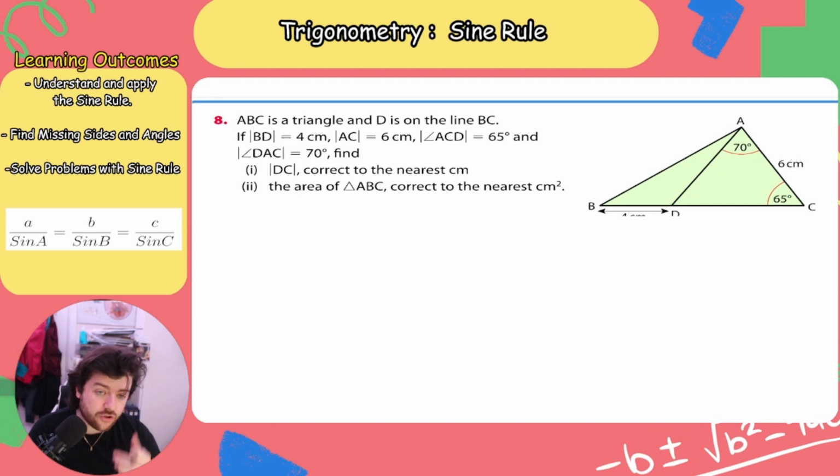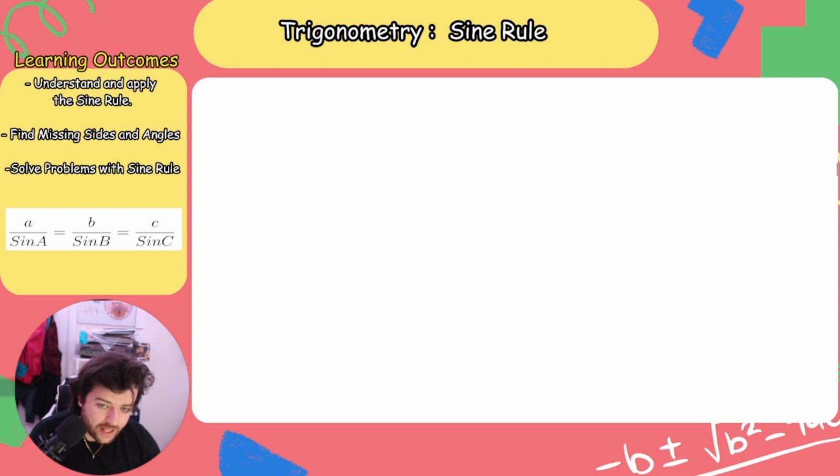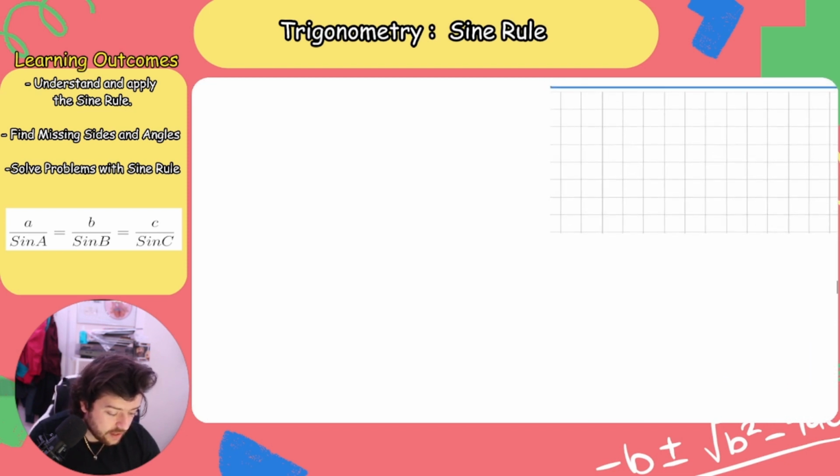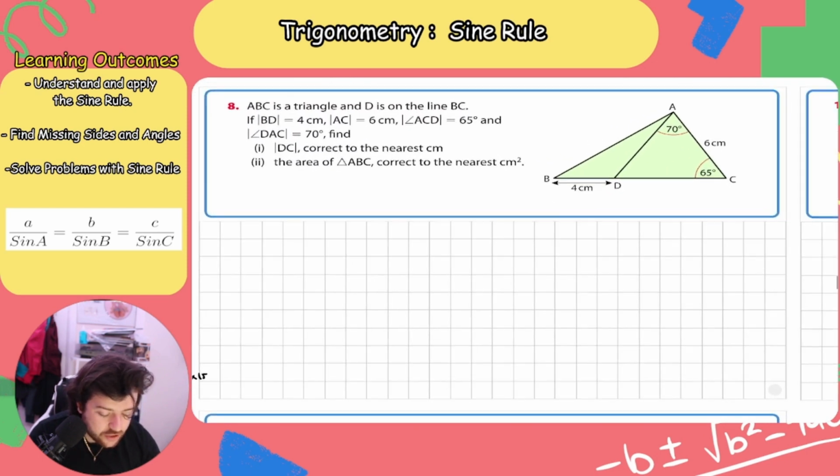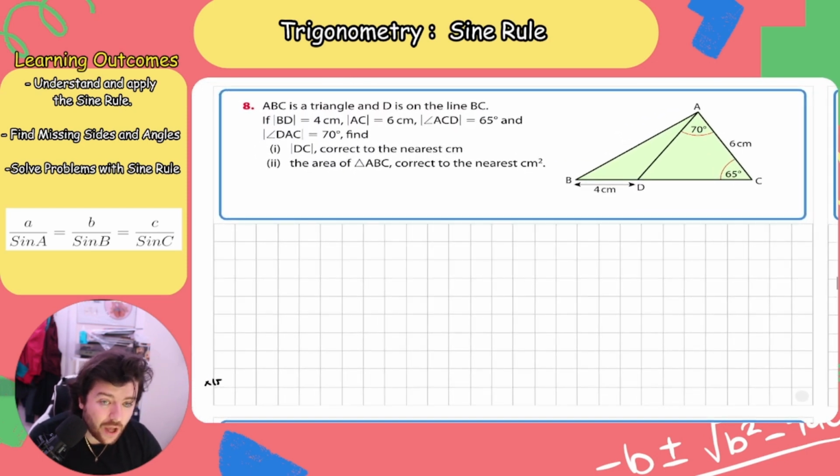So ABC is a triangle and D is on the line BC. If the length of BD is equal to 4 centimeters and the length of AC is equal to 6 centimeters and the measure of angle ACD is equal to 65 and the angle DAC is equal to 70, find the length DC to the nearest centimeter.